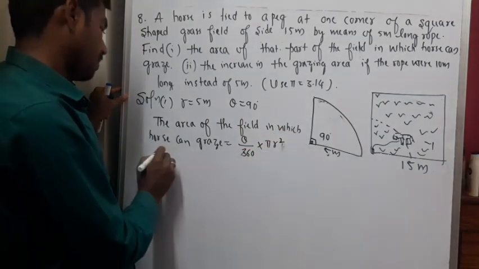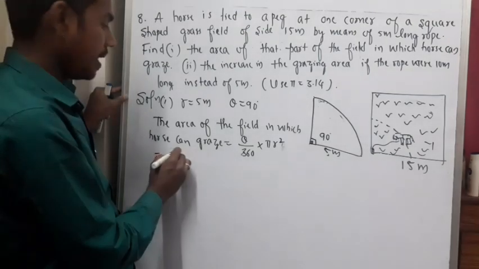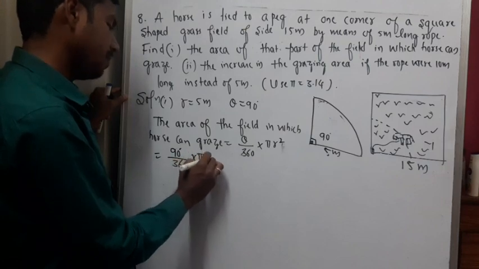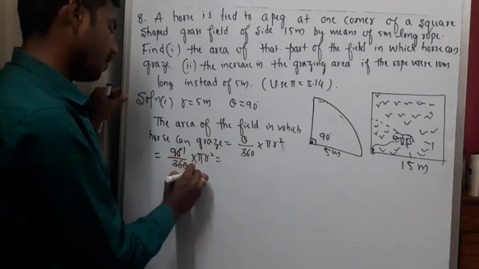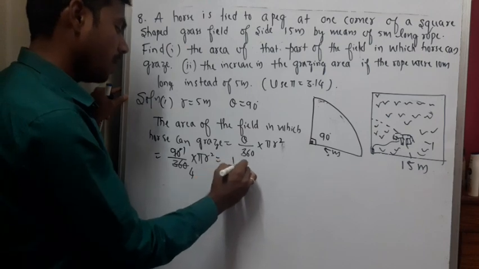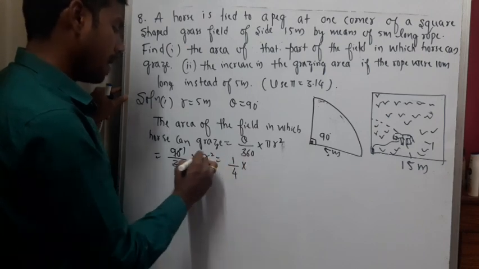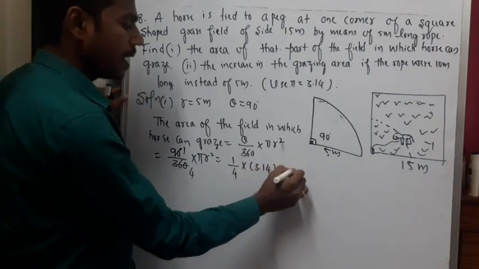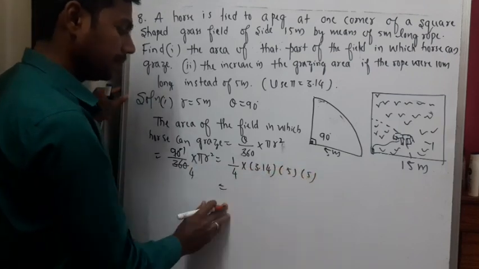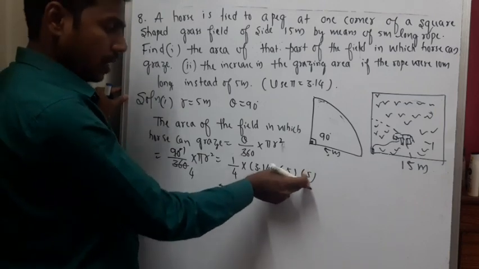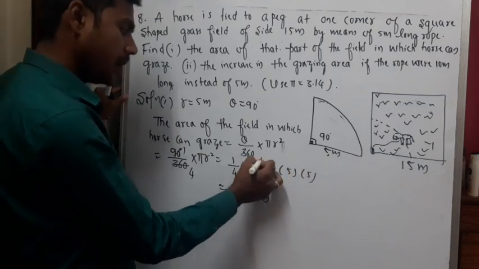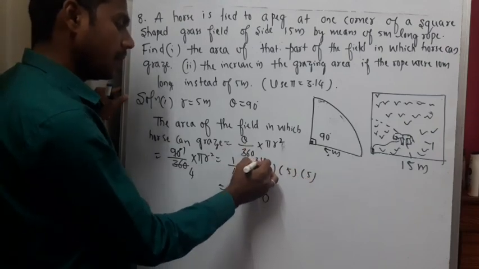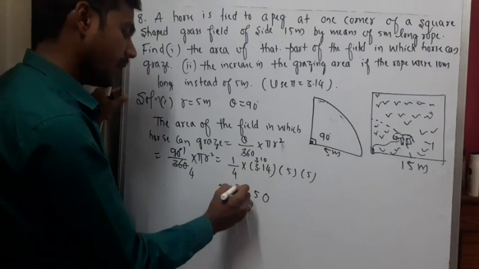Now, what is theta? Theta is 90 degree. 90 divided by 360 into pi r square. So 90 ones are 90, 4 nines are 360. 1 divided by 4 into pi, pi is 3.14. What is r? That is 5 into 5. Now 25 fours are 100, 10 carry. 25 ones are 25 plus 10, 35. Carry 3, 25 threes are 75, 3, 78.